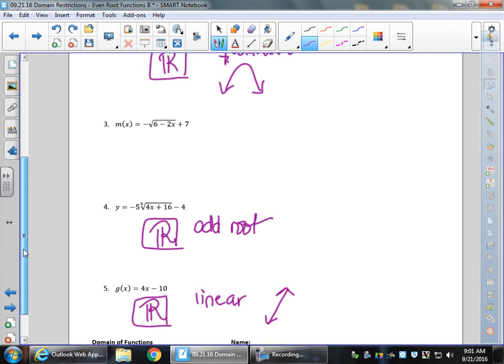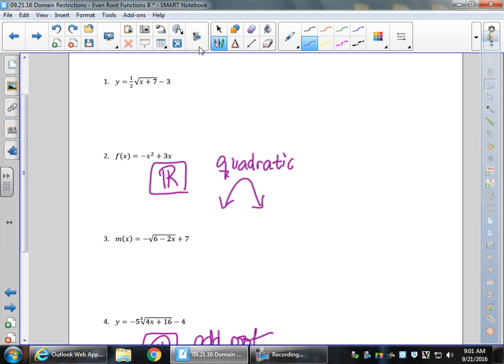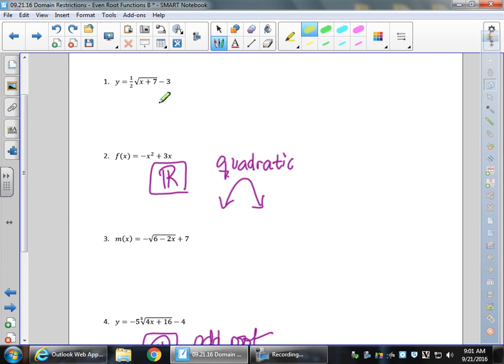So of these 5, how many of these actually require work? Only 2 of them. Now, what should I be highlighting? What am I only going to pay attention to in number 1? Just the x plus 7. Is that minus 3 underneath the radical? No. And in number 3, what am I going to pay attention to? Good. Just the 6 minus 2x. So let's work on those 2 right now. Let's find the domain of both of those, please.